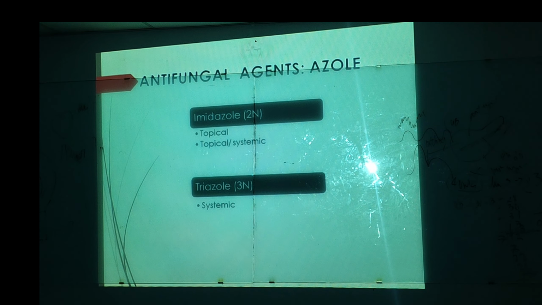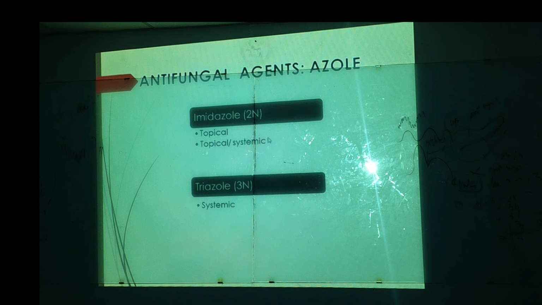The azoles: imidazole if it has 2 nitrogen atoms, and triazole if it has 3 nitrogen atoms. What is that antibiotic which is an imidazole derivative? I think you are through with that. Antimicrobial, it also ends in azole. Your metronidazole.